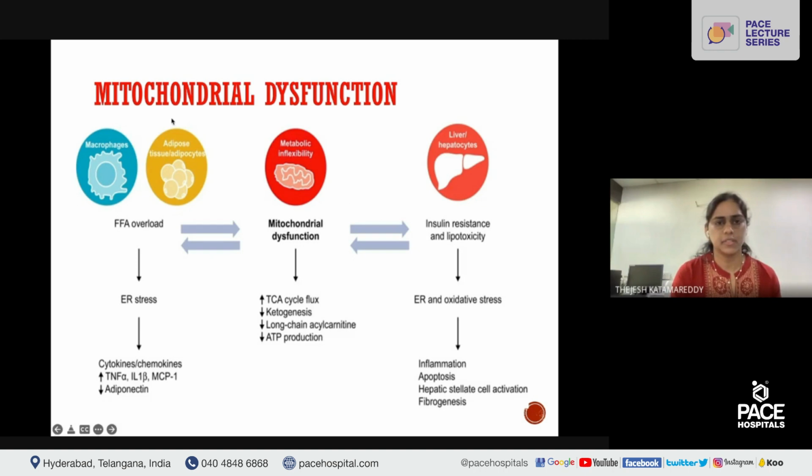As we already know, in adipose tissue, due to overload of fat, free fatty acids increase, and it causes overload, leading to metabolic inflexibility. All the metabolism happening in the mitochondria is disrupted: increased TCA cycle, decreased ketogenesis, decreased long chain acylcarnitine, decreased ATP production. This will lead to insulin resistance and lipotoxicity, leading to oxidative stress, inflammation, apoptosis, and fibrogenesis. As already discussed, inflammatory cytokines are also increased due to excess free fatty acids.